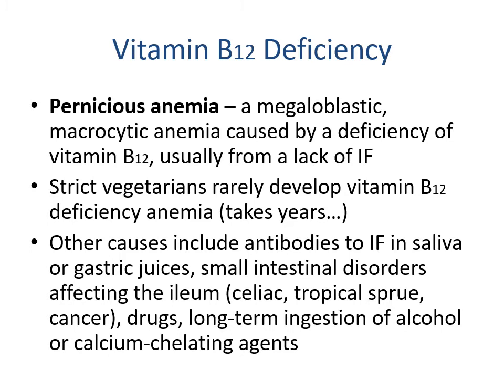Now again, a deficiency of B12 leads to what's known as pernicious anemia. So this is a megaloblastic macrocytic anemia caused by a deficiency of vitamin B12 and is usually due to a lack of intrinsic factor. So strict vegetarians rarely develop vitamin B12 deficiency, and again, even if they were to, it is a process that takes several years due to such small amounts being needed. Other causes, though, include antibodies to intrinsic factor in saliva or gastric juices, small intestinal disorders affecting the ileum, such as celiac disease, tropical sprue, or cancer. Again, looking at the previous chapter and looking at medication, food-nutrient interactions, and then long-term ingestion of alcohol or calcium chelating agents.